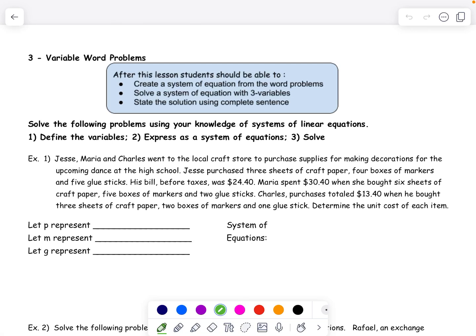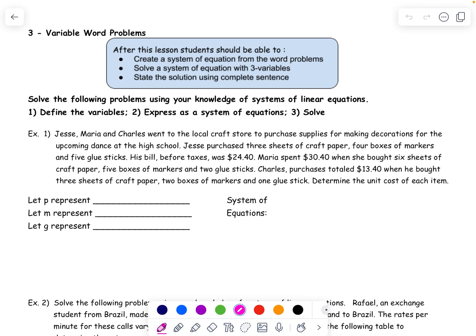We're going to be talking about three variable systems again, but we're going to be really focusing on the words and how to put the words into equations and setting it up. Okay, so we are going to be able to create a system of equations from a word problem. We could solve that system of equations with three variables, and then we also want to be able to state the solution using complete sentences.